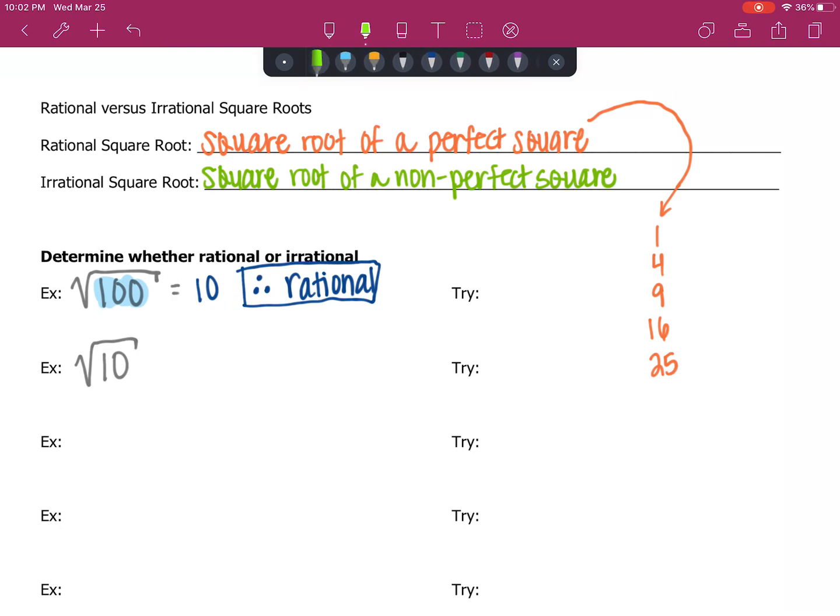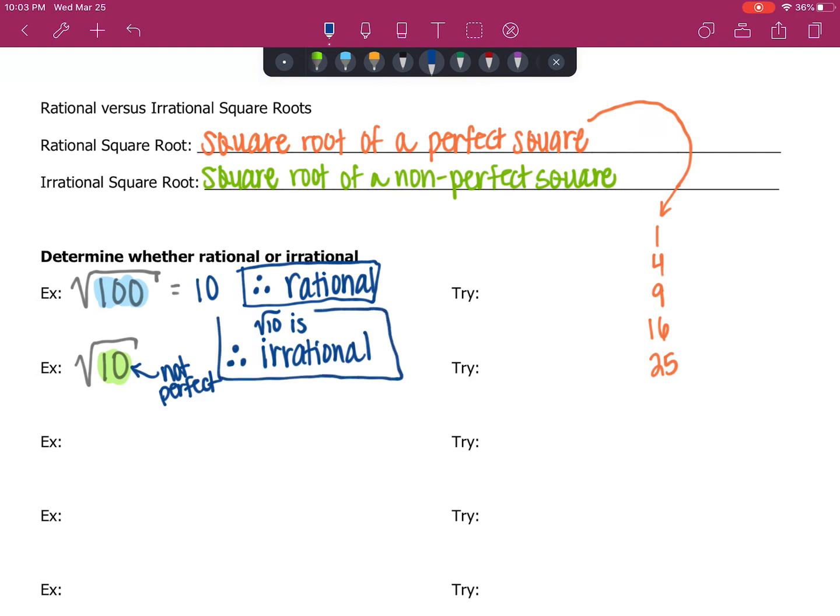Well, the square root of 10 is irrational. And the reason the square root of 10 is irrational is because 10 is not a perfect square. So it's not perfect. Therefore, the square root of 10 is irrational.